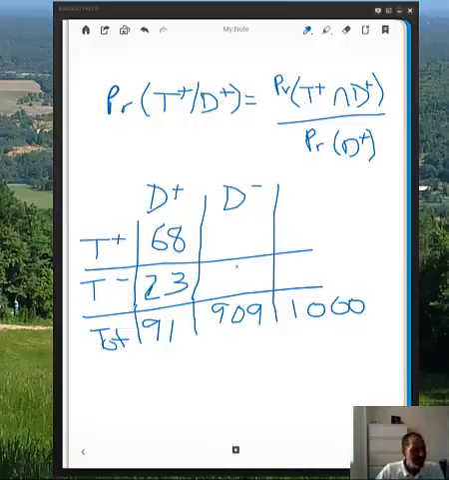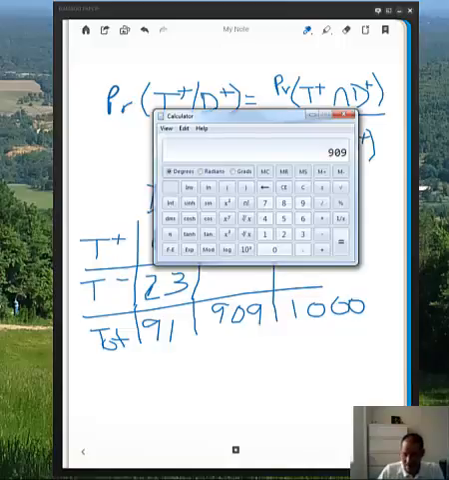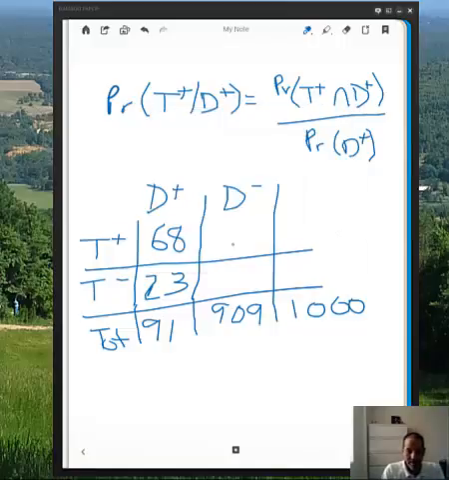We know that the false positive rate is 20%. Here we have the positives row and the negatives row. So 20% of those who do not have the disease are told that they do have the disease. So we just multiply 0.20 times 909 to fill in that little box. 909 times 0.20 equals 181.8, so let's round it up to 182. So we can fill in this cell here with 182.